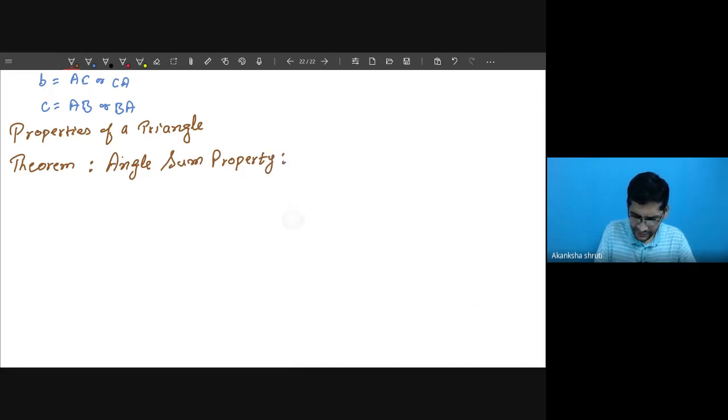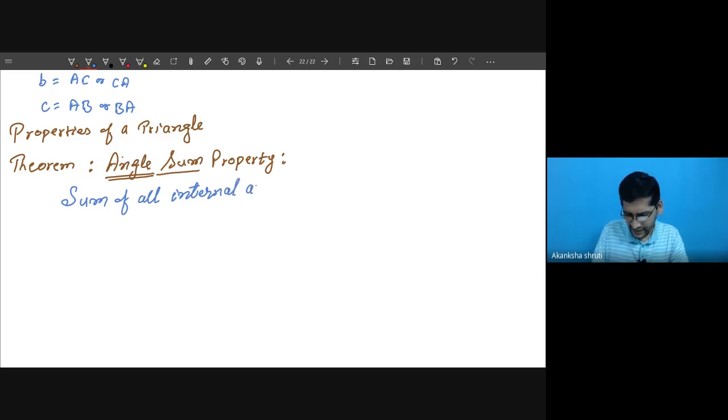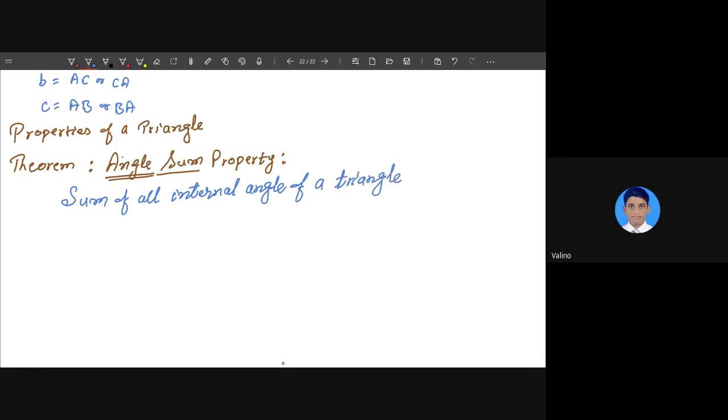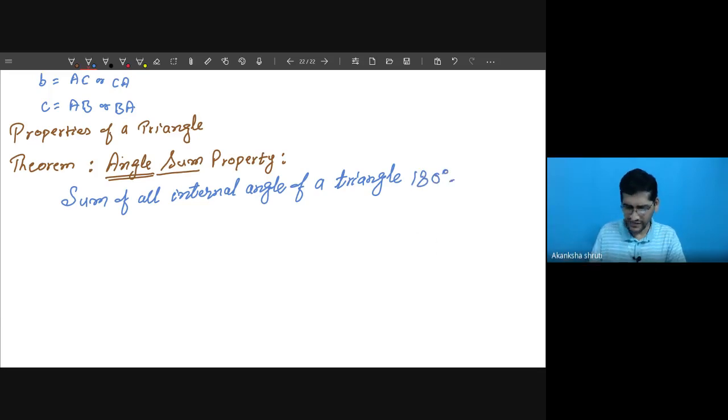So what does this angle sum property tell? It is the addition of angles. The addition of all angles of a triangle, meaning all the internal angles of a triangle, is 180 degrees. So, the sum of all internal angles of a triangle is how much? It is 180 degrees. This is the theorem.